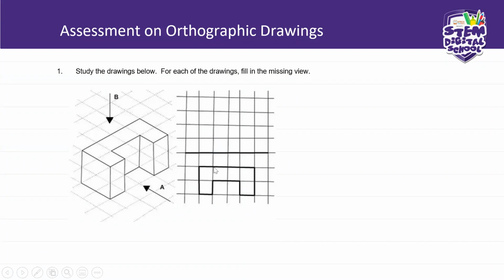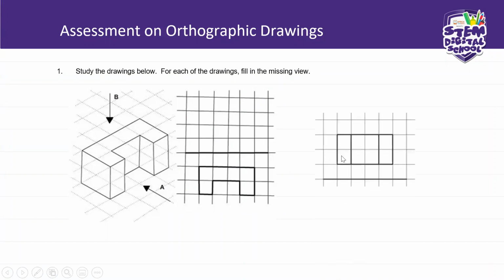Then we have taken portions of the square grid for your answers. Okay, so this is the view that is missing. Who can tell me which is this one? Okay, B is the top view. A is the front view. Okay, so which one is this? Is it the top or the front? Top or plan. Okay, so this is the top view.